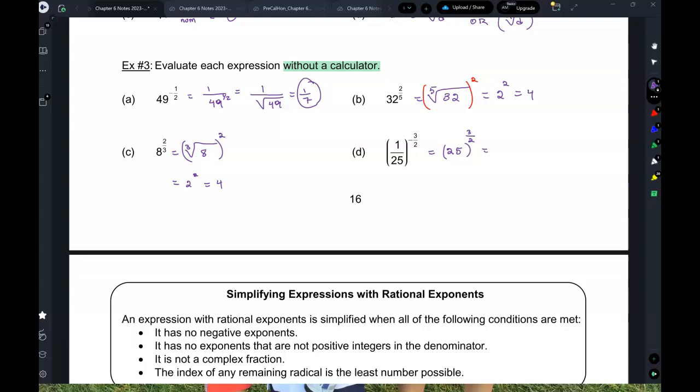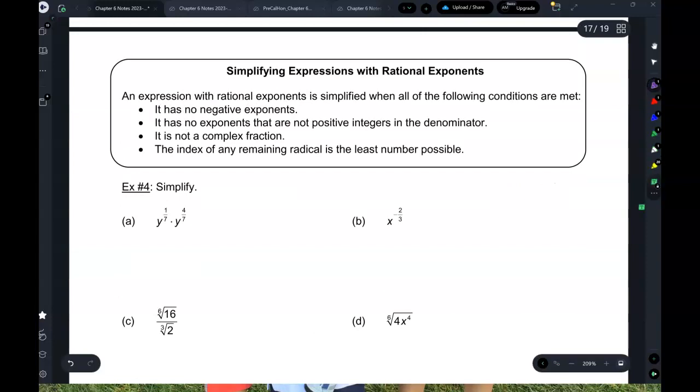So this is going to be the square root of 25 cubed. Again, the square root of 25 is 5. Cubed is 125. Right? Fabulous.